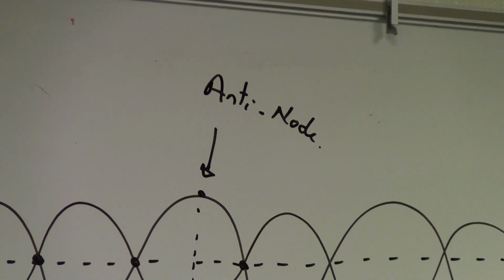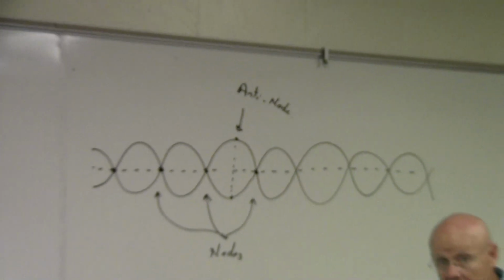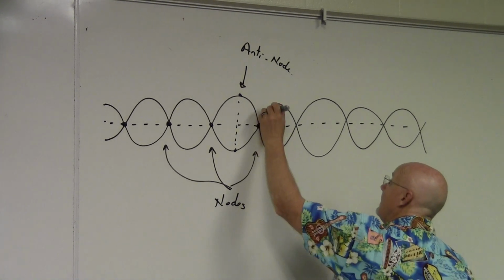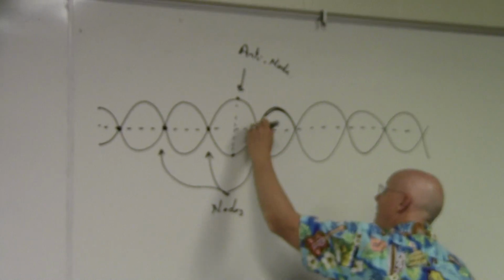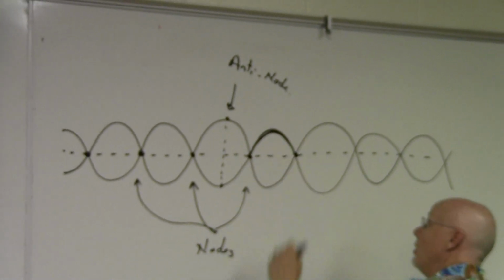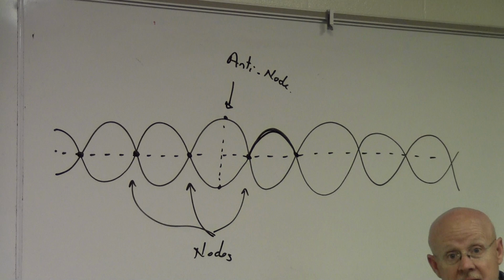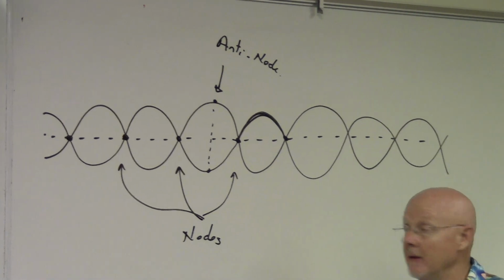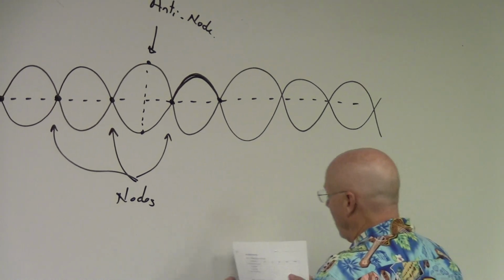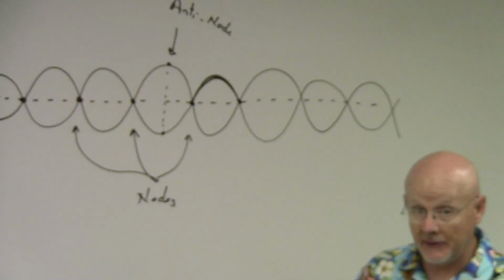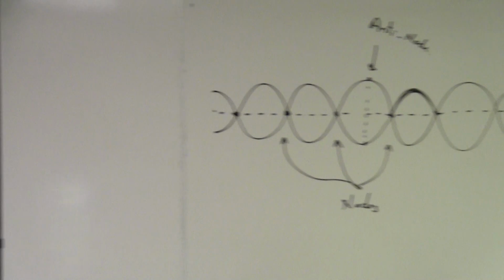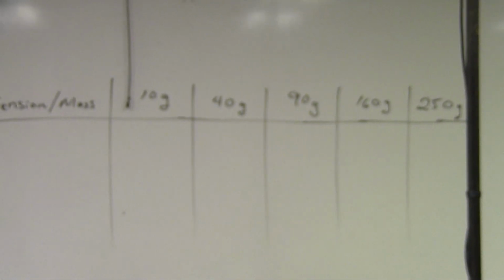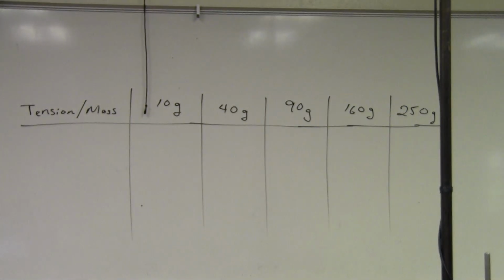And a big thing I want to remind you as we get started with the lab is that one hump right here, so from node to node, is not a wavelength. It is half a wavelength. And so what we are asked to do here in this table is to take a string, and maybe I'll draw the picture right under here.